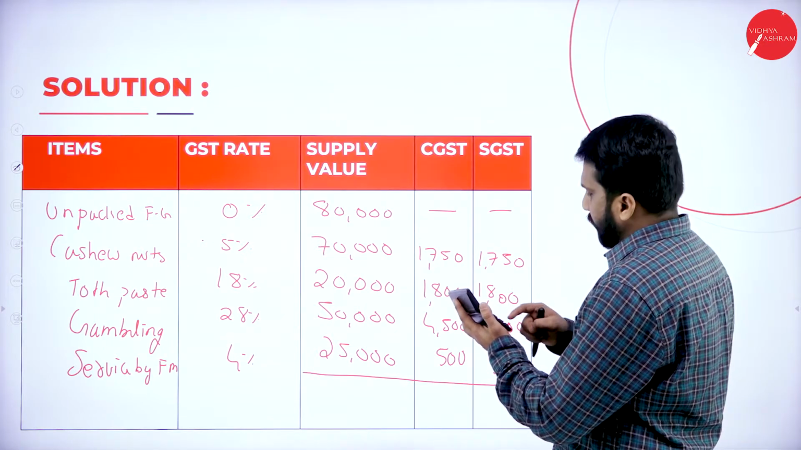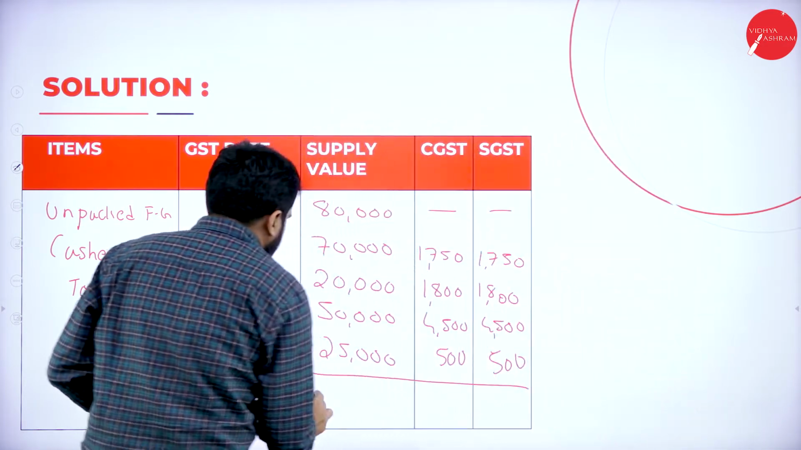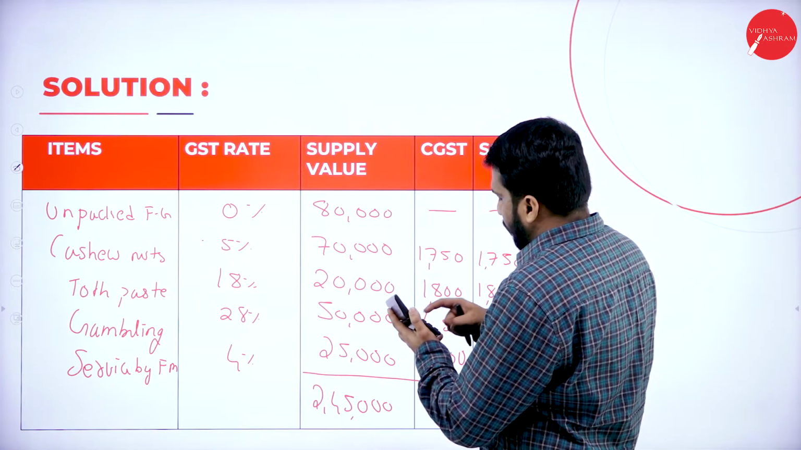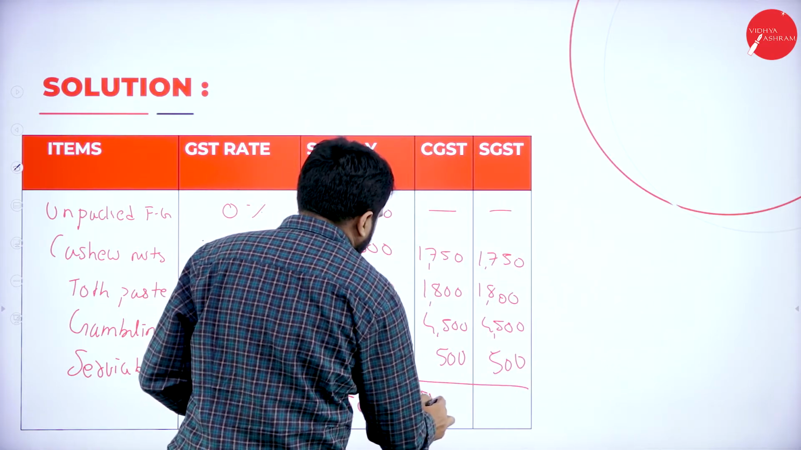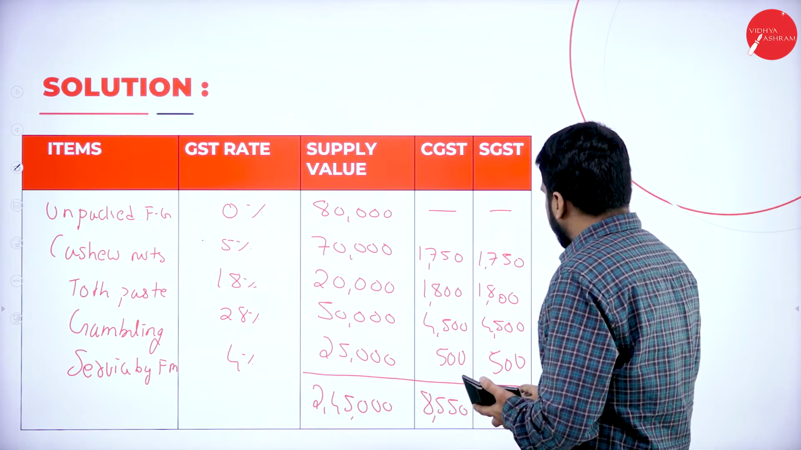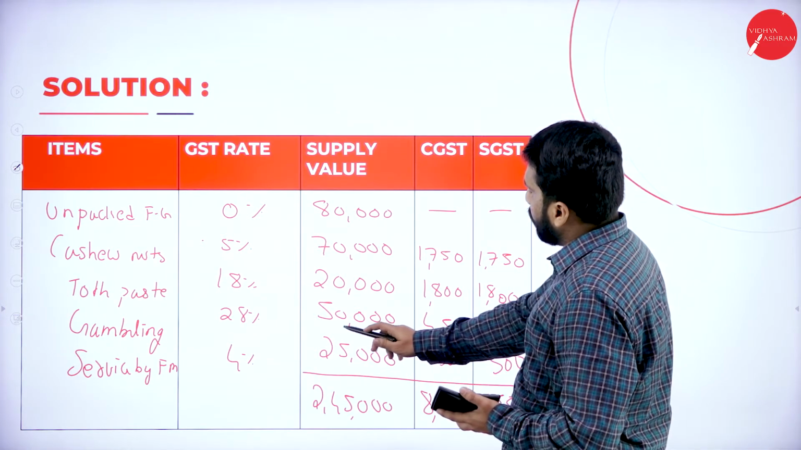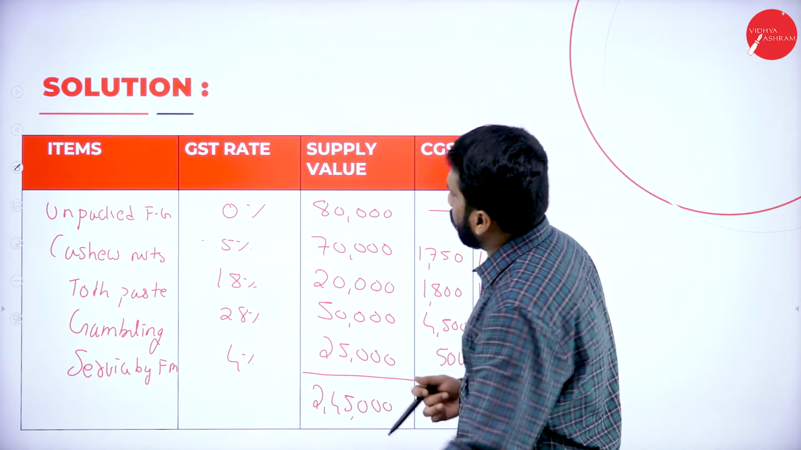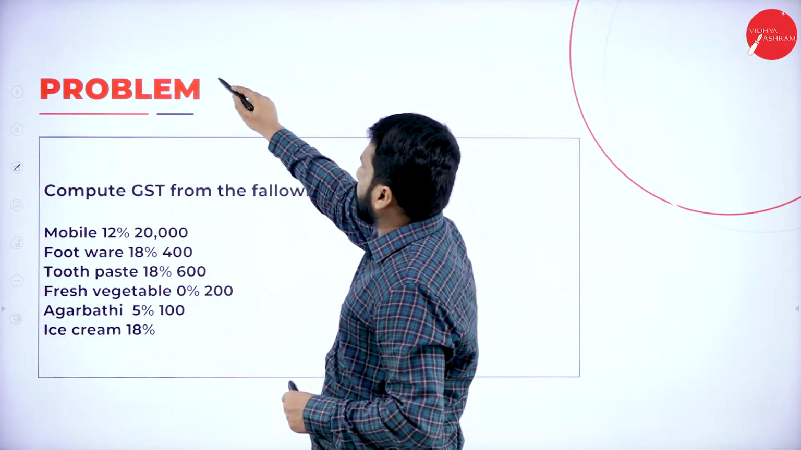Now I'll add and we'll see what is the answer. 80,000 plus 70,000 plus 20,000 plus 50,000 plus 25,000. I got 2,45,000. Then 1,750 plus 1,800 plus 4,500 plus 500, 8,550. I'll cross check once. 50, 70, 140, 165, and 245. Yes, it is proper. So this is your problem number 6, and we have completed. We'll go for the next problem, problem number 7.